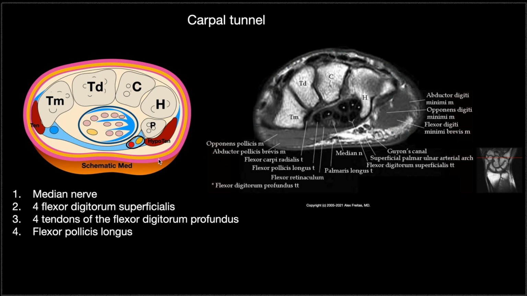But here I want to talk about the carpal tunnel. The carpal tunnel is a canal located in the volar wrist. The boundaries are the carpal bones forming the floor and the flexor retinaculum, the transverse carpal ligament, forming the roof. The carpal tunnel contains 9 tendons: the flexor pollicis longus, the 4 flexor digitorum superficialis, and the 4 flexor digitorum profundus, as well as the median nerve.